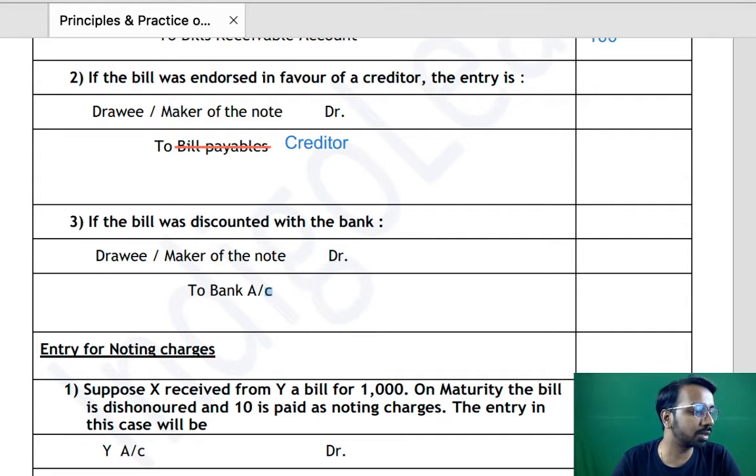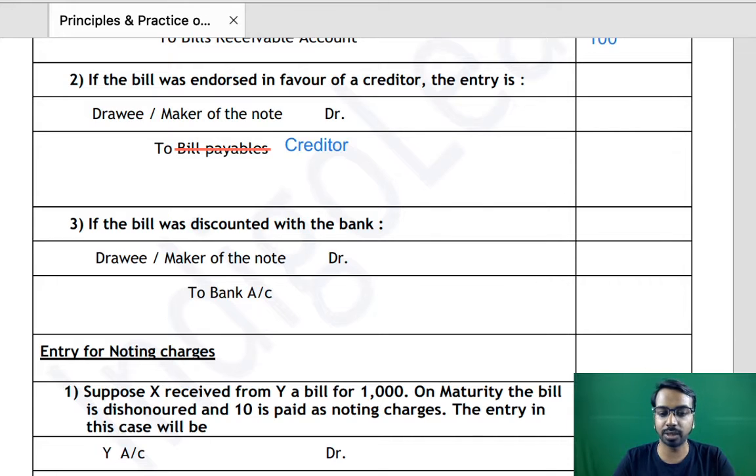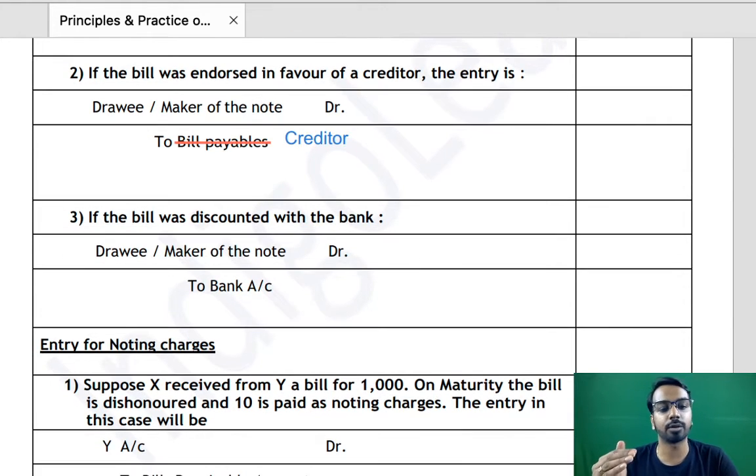Now whenever bills are dishonored, you may be required to pay noting charges. Noting charges basically mean you would go to a notary and get the dishonor related things noted on the bill. For that, if you incur some charges, that charge will also be recovered from the debtor. So if 1000 was the bill amount and 10 has been paid as noting charges. Noting charges means what? You have actually paid amount to the notary. In that case, this 1000 plus 10, 1010 would be recovered from the debtor.